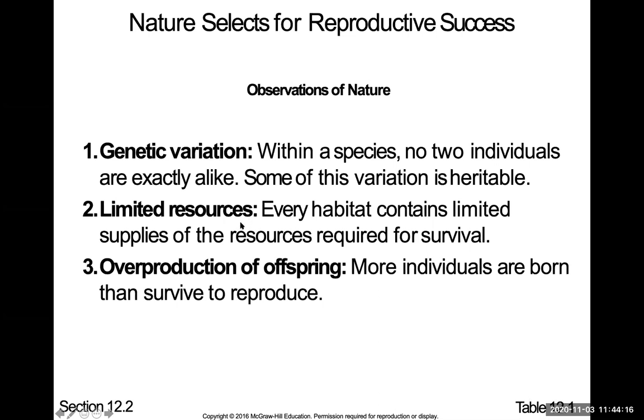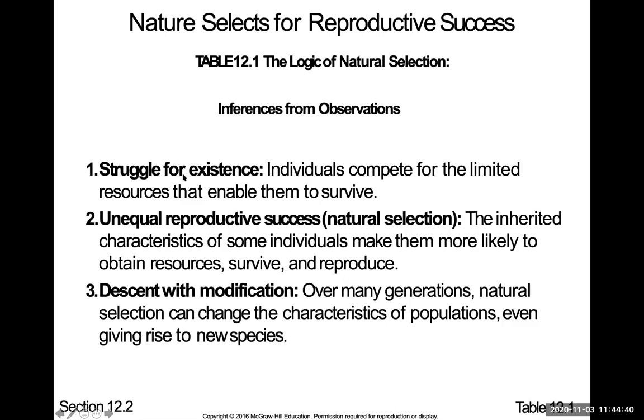So the people who were able to get to the resources, maybe they were faster, they would survive. The people who couldn't get to the resources, they would die off. In this case, we're talking about toilet paper. Then overproduction of the offspring. More individuals are born than survive to reproduce. So if you have a big family, you're going to need more toilet paper. So that's going to create struggle for existence. Individuals are going to compete for the limited resources that enable them to survive. In this case, we're talking about toilet paper.